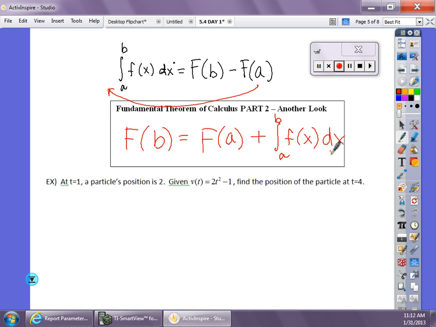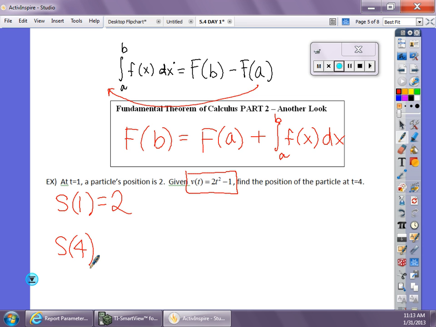So let's look at the example underneath. At time equal to 1. First thing I do, any type of word problem I get, I turn everything into notation. At time equal to 1, the particle's position is 2. You don't rewrite it with words, you use all the notation. Given v of t is 2t squared minus 1, find the position of the particle at time equal to 4. I want to know the position of the particle at time equal to 4.